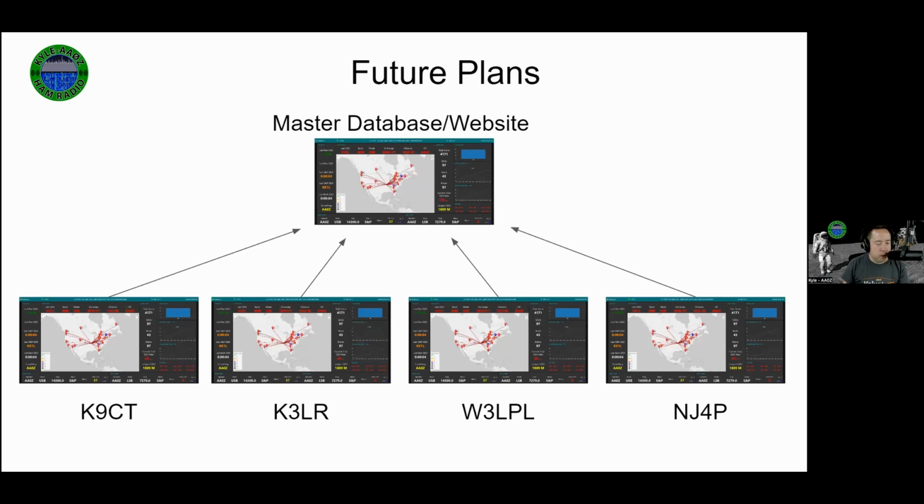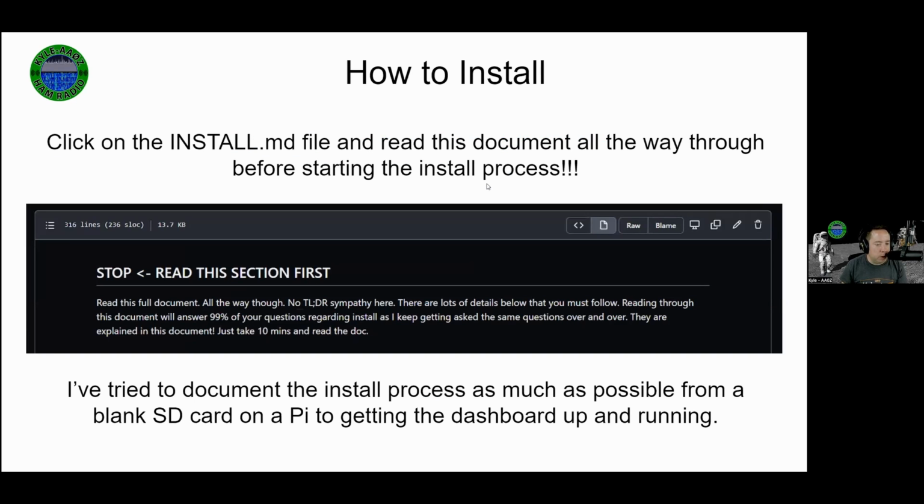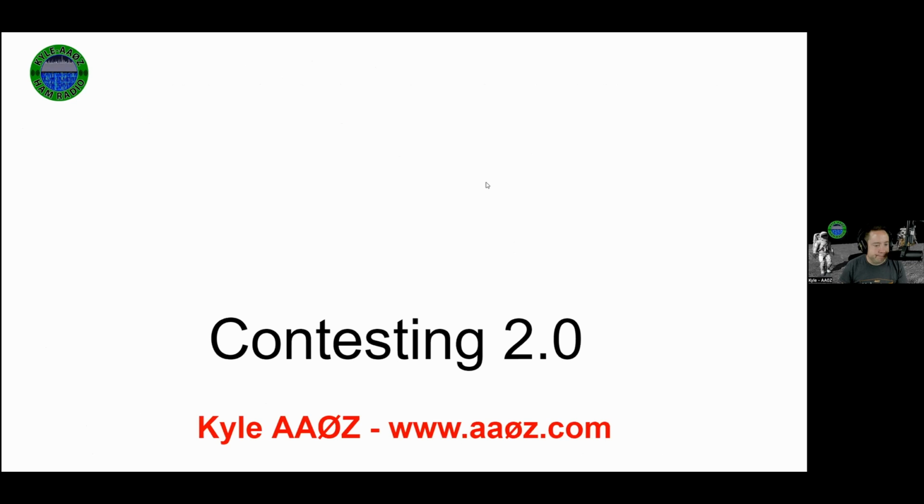So if you want to know more about the contesting dashboard, you can just type in contesting dashboard in GitHub. You can download it there. You can go to the Node-RED groups.io for ham radio site. It's on there too. Yeah, that is about it.